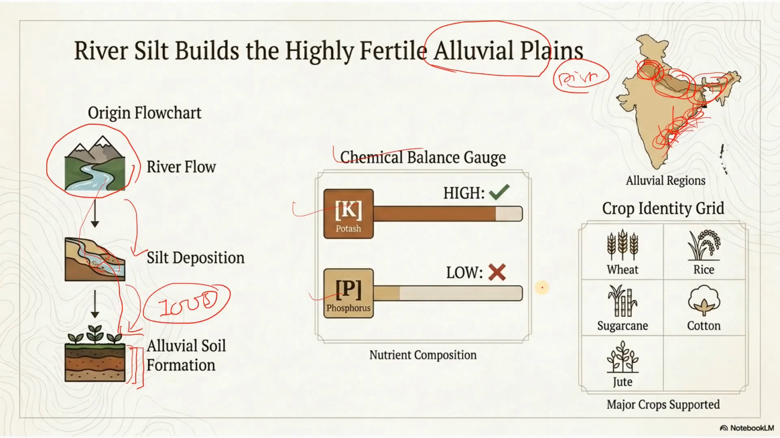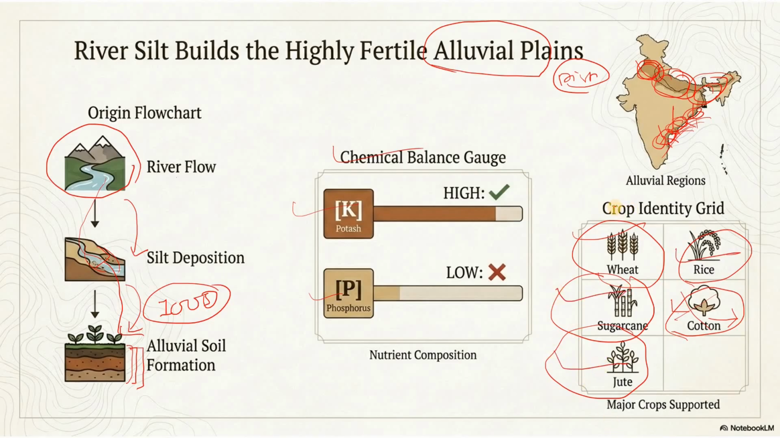Okay, and what kind of crops can be grown here? One is wheat, another is rice, another is sugarcane, and cotton and jute. Mostly cotton is grown in the black soil, not in the alluvial soil, but still there is crop production of cotton. But the most important crops grown here require a lot of water. That is wheat, rice, sugarcane, and jute. These are the crops that are supported in the alluvial soil.